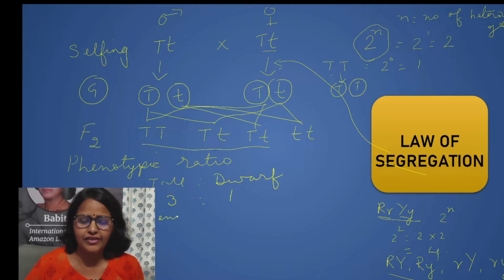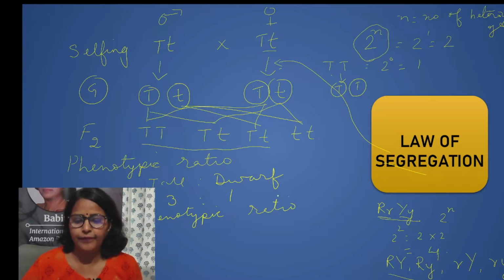But if we consider genotypic ratio, it is capital T capital T is to capital T small t is to small t. We have only one capital T over here, so it is 1 is to, we have 2 capital T small t over here, 2 is to, we have again 1 small t. So genotypic ratio is 1:2:1.